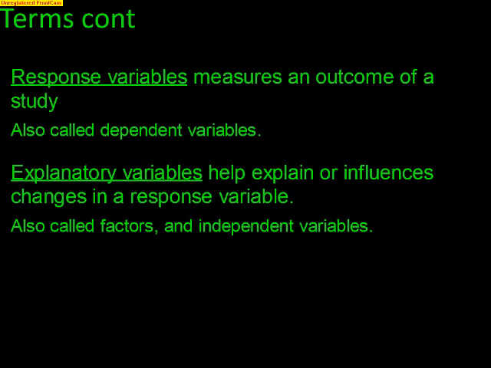Response variable. This measures an outcome of a study. This is also called the dependent variable. And an explanatory variable, these are factors and independent variables. So the way to remember them is that explanatory has an X in it. So it's explanatory, and of course response has to be Y. Because when someone asks you a question, your response is why. So that's how you know where to graph your explanatory and your response on a graph. I'll give you a second to copy this down.